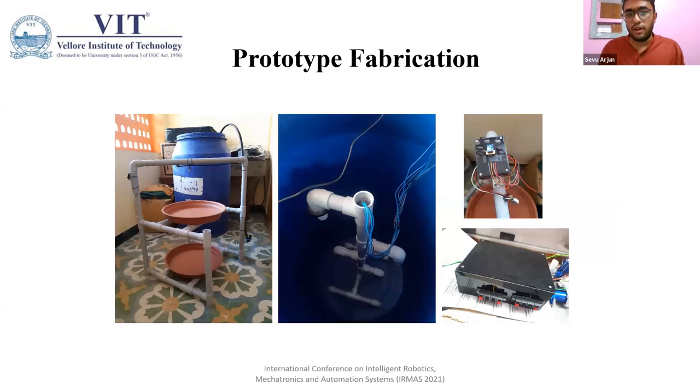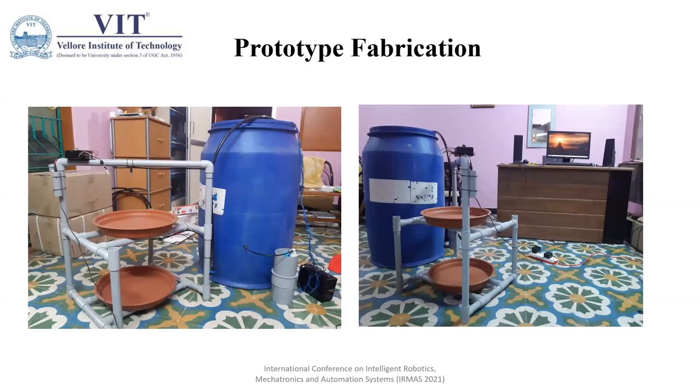So this is the prototype manufacturing where you can see a barrel and the fodder system and float switch and the two sensor boxes, in which one has the moisture sensor and ambient sensor integrated, and the other has the pH sensor, turbidity sensor and everything. This is a complete setup, and there you can see a desktop setup which controls the complete environment.